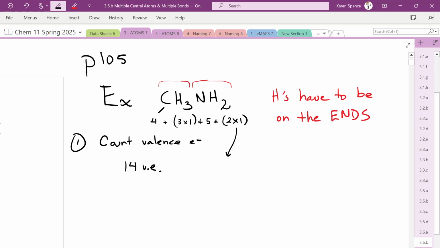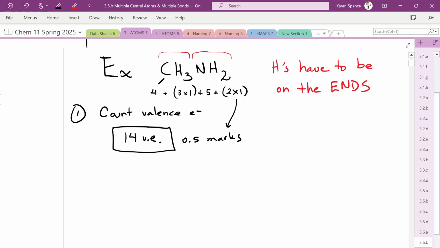And if you should be so unlucky as to draw everything in the structure incorrect, but you have written down that you have 14 valence electrons, you will get 0.5 marks. So you can like bomb the entire question and still get 0.5. So it's kind of nice because it means you did step 1 correctly.